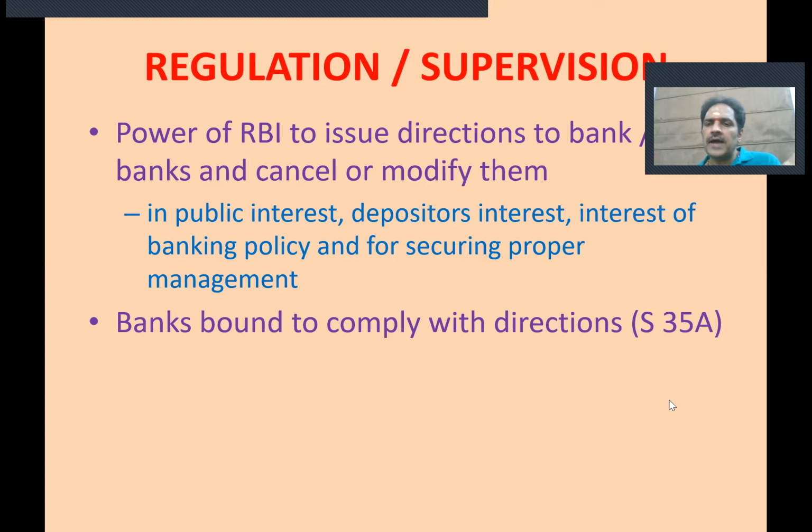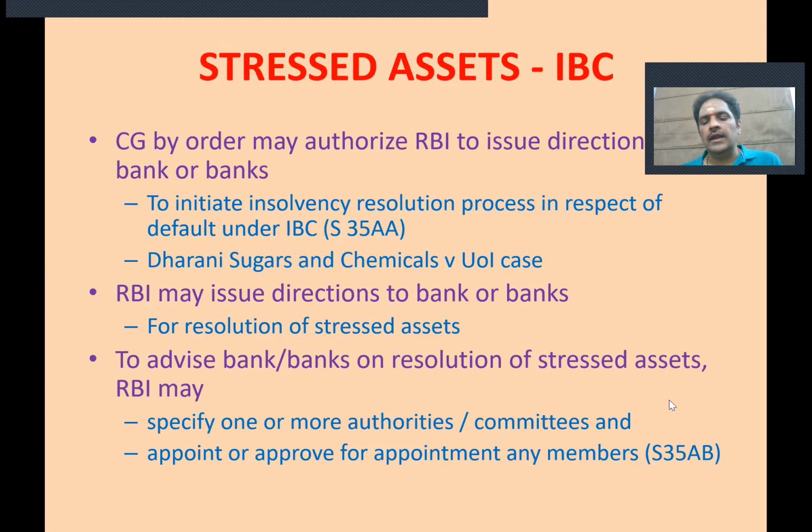Then most importantly, the Banking Ombudsman Scheme is issued as a direction under Section 35A of the Banking Regulation Act. Then when the Insolvency and Bankruptcy Code was brought in, certain amendments were made to the Banking Regulation Act, where central government by order could authorize Reserve Bank of India to issue directions to bank or banks to initiate insolvency resolution process in respect of default under the IBC. So non-performing assets is a problem with banks, and to deal with it, the Insolvency and Bankruptcy Code is one of the mechanisms by which you can take the institution for corporate insolvency resolution process.